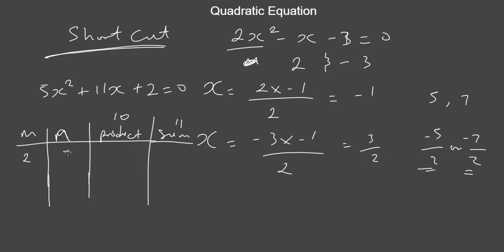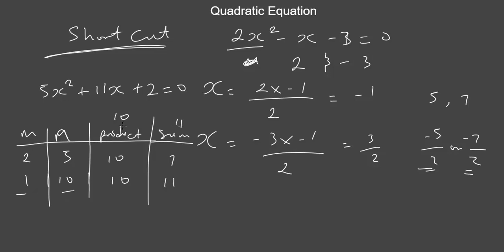Now, what are the two numbers we multiply to get 10? 2 times 5 will give you 10, and 10 can also be obtained by 1 times 10, right? But if you add 2 and 5 together, you get 7. If you add 1 and 10 together, you get 11. So what we are interested in are these two numbers, because if you add them up, you get the 11 we want, and if you multiply them, you get 10.